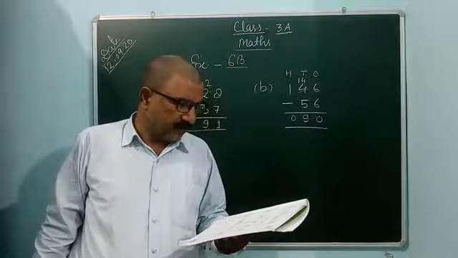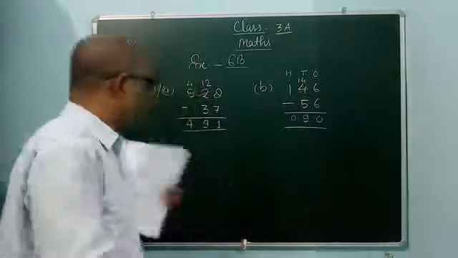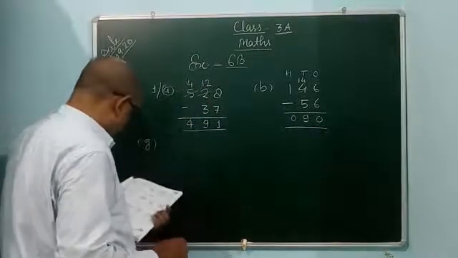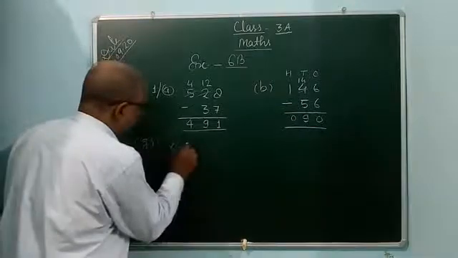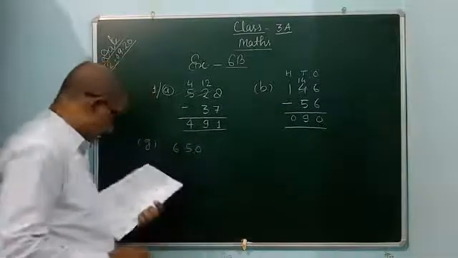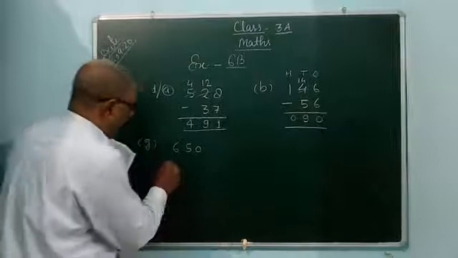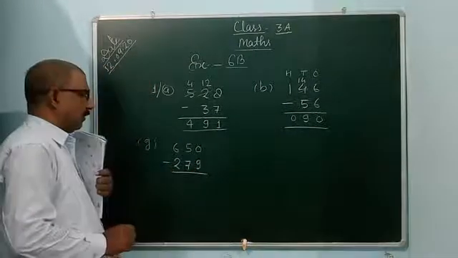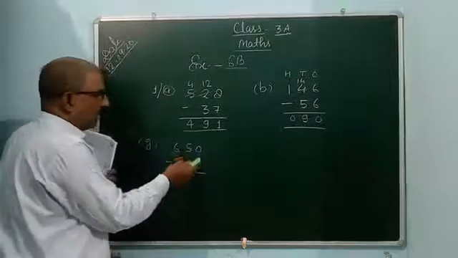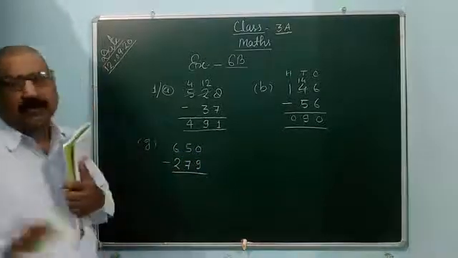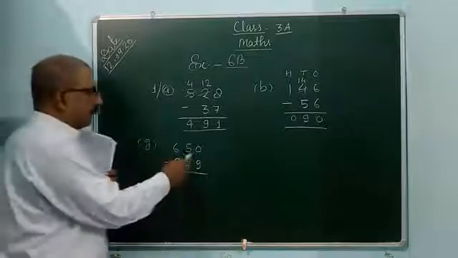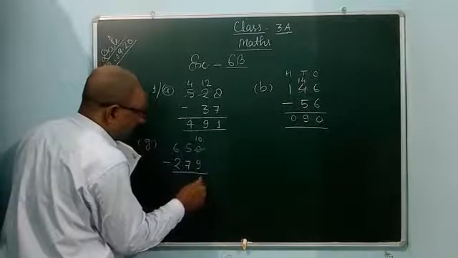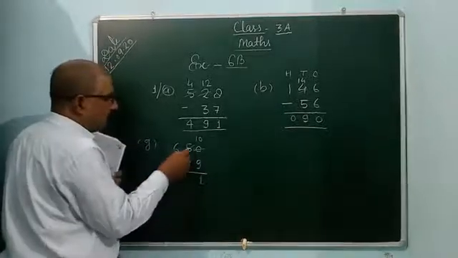You see question number G and I. Question number G, 650 minus 279. Here 0, 0 minus 9. From 0, 9 cannot be subtracted. So 0 will take borrow. It will be 10. 10 minus 9, 1. And here will be 4.